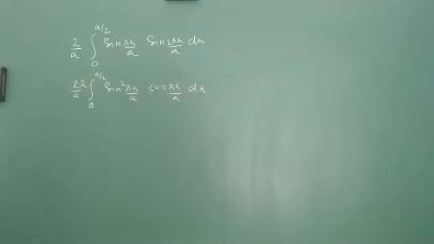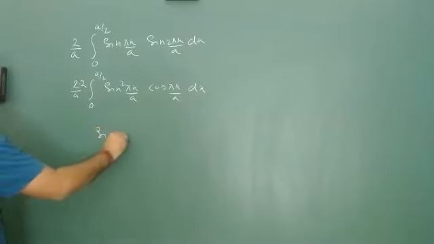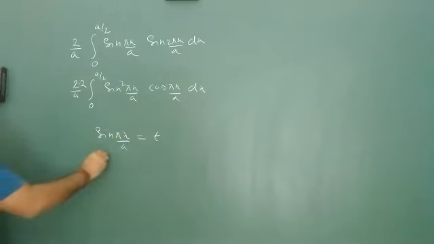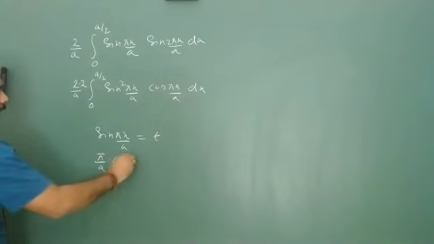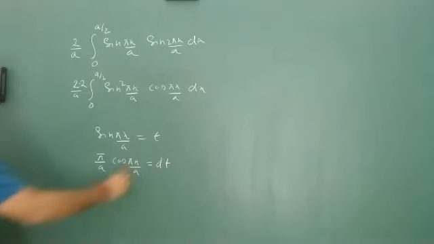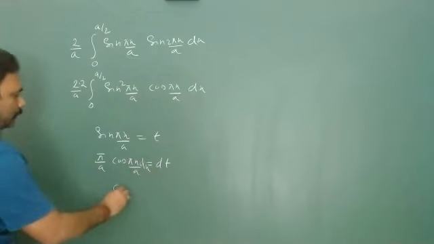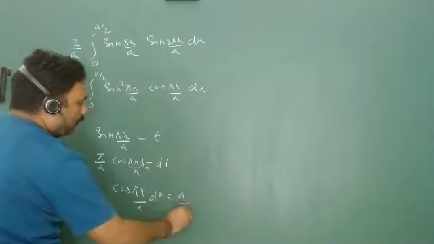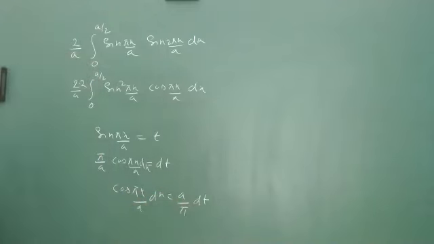So 2 is there. In the next step, you can just take sine pi x upon a equal to t. Then pi by a cos pi x by a dx is equal to dt. So I can easily substitute cos pi x upon a dx equal to a upon pi dt. When x is equal to 0, t is equal to 0, and when x is equal to a by 2, t is equal to 1.